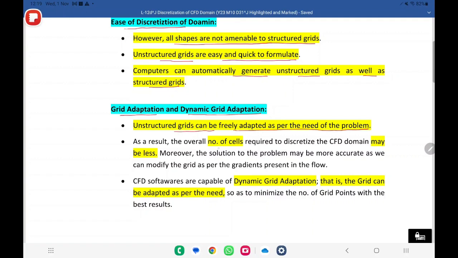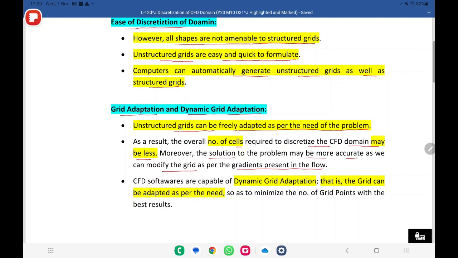As a result, the overall number of cells required to discretize the CFD domain may be less. Moreover, the solution to the problem may be more accurate as we can modify the grid as per the gradients present in the flow. So wherever there are steep gradients, we are putting more cells there. Where there are less gradients, we are putting fewer cells, and in a way we are optimizing our solution. So we get a good solution despite having fewer cells.